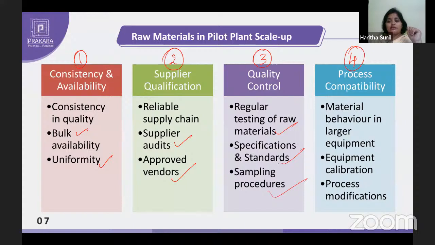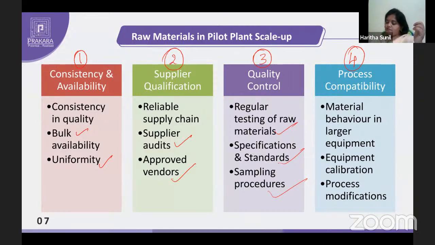And sampling procedures: you have to implement standardized sampling procedures to ensure that raw material batches are tested regularly. So even if a supplier is approved, each batch, whenever it comes into your industry, has to be checked for purity and quality, and only then is it entered into your industry. That is how you check the quality of your products.